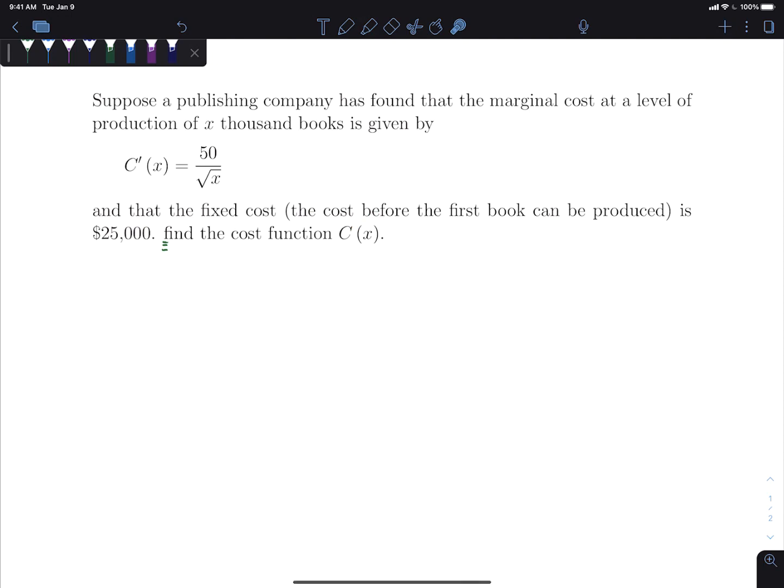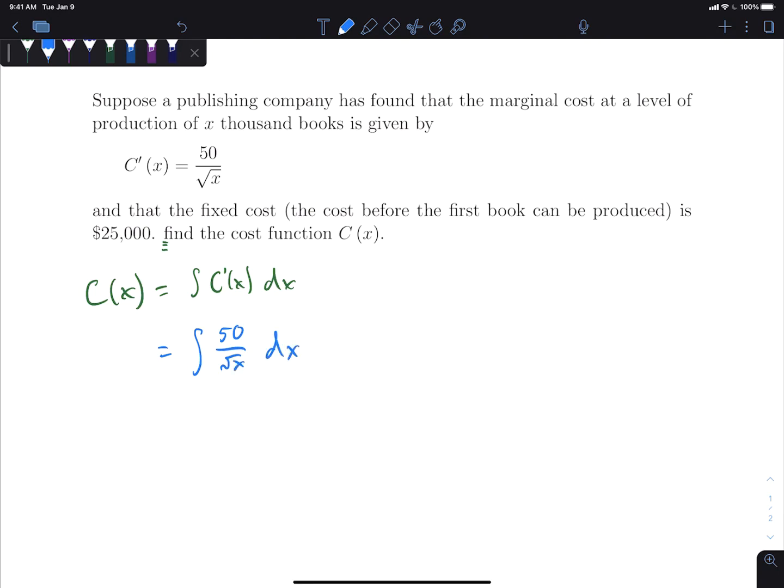Capital C of x. Now, here's the interesting thing. Capital C of x is simply going to be the integral of C prime of x dx, because C of x is the original, C prime of x is the derivative, so if we start with the derivative and go to the original, I have to take the integral of it. So just replace C prime of x with what it is. That's going to give us the integral of 50 over the square root of x dx.